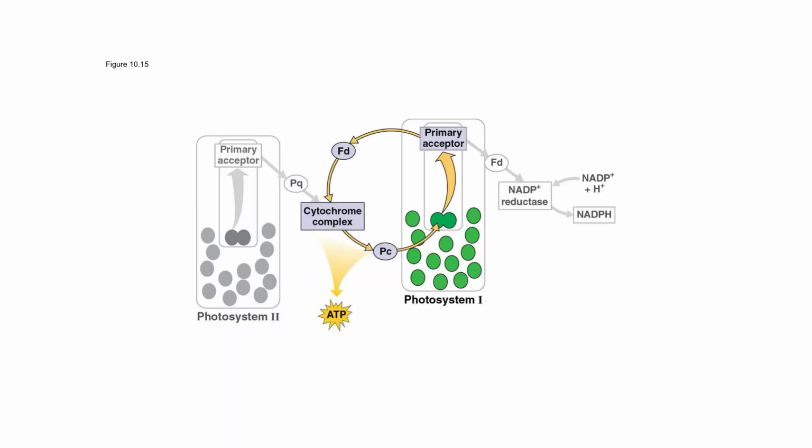So in cyclic electron flow, photoexcited electrons from photosystem 1 are occasionally shunted back from ferredoxin to the cytochrome complex and plastocyanin (PC), where they are then going to go back to the P700 chlorophyll. Now, this process is going to produce ATP, but it's not going to produce NADPH or any oxygen.